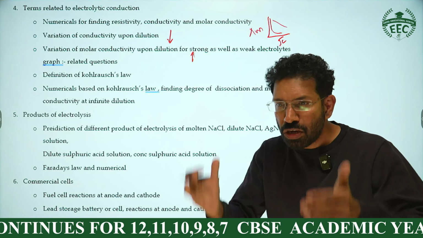So these are molten NaCl, dilute NaCl, silver nitrate solution, dilute sulfuric acid, and concentrated sulfuric acid. Just study the products obtained at anode and cathode. If you are not able to write in the form of equation, at least study the product. If it is an objective question, it is easy to get that. So don't forget to study.